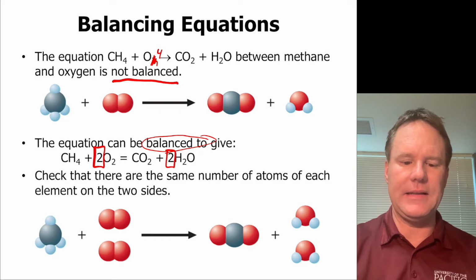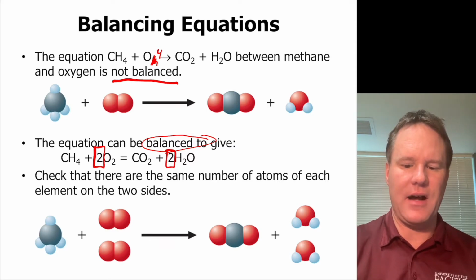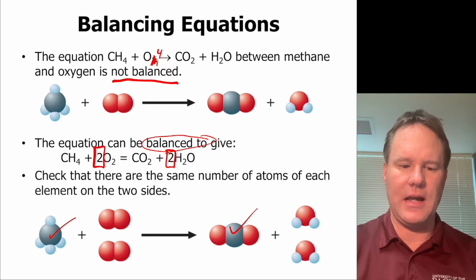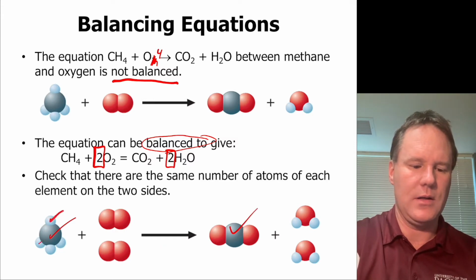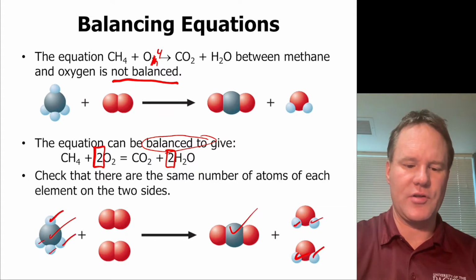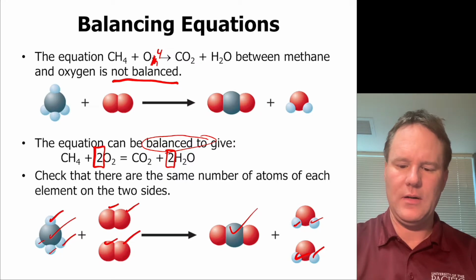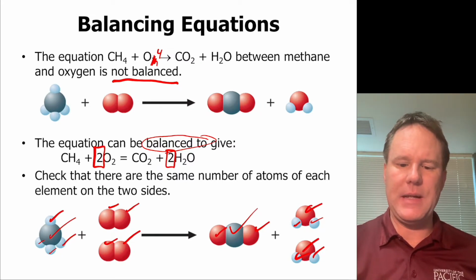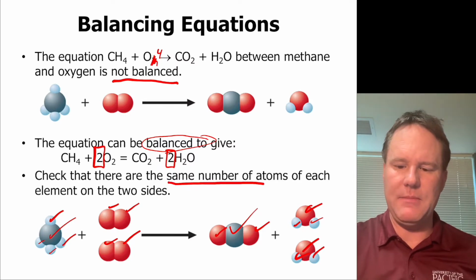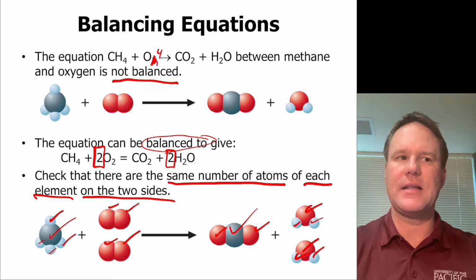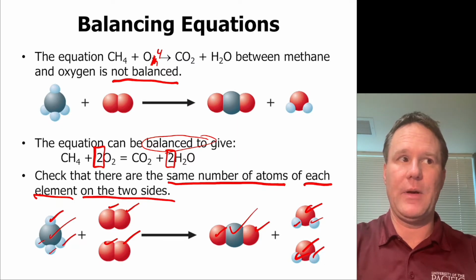And then if you take a look at this, how many carbons on the left? 1 carbon, 1 carbon. How many hydrogens on the left? 1, 2, 3, 4. 1, 2, 3, and 4. How many oxygens? 1, 2, 3, 4. 1, 2, 3, 4. So it's said to be balanced because it contains the same number of atoms of each element on the two sides. This is what balancing a chemical equation means.